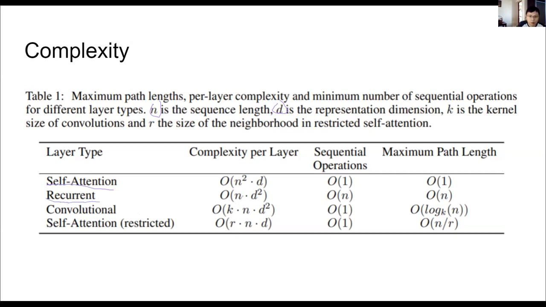So in self-attention, n is the sequence length and d is the representation dimension. For self-attention, the complexity is actually n squared d. And for recurrence, the complexity is actually n d squared.